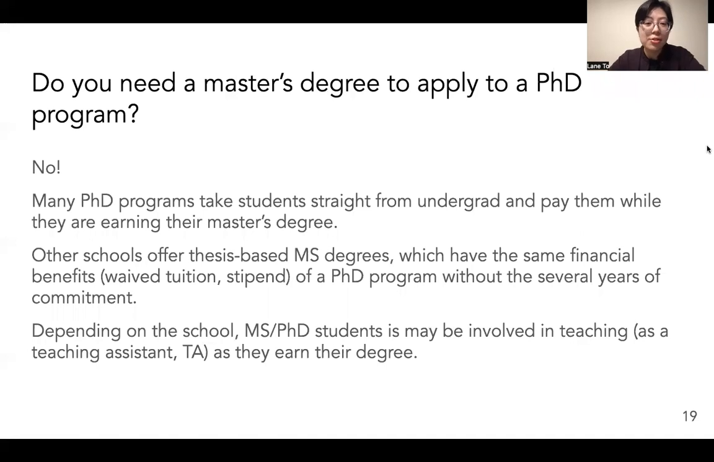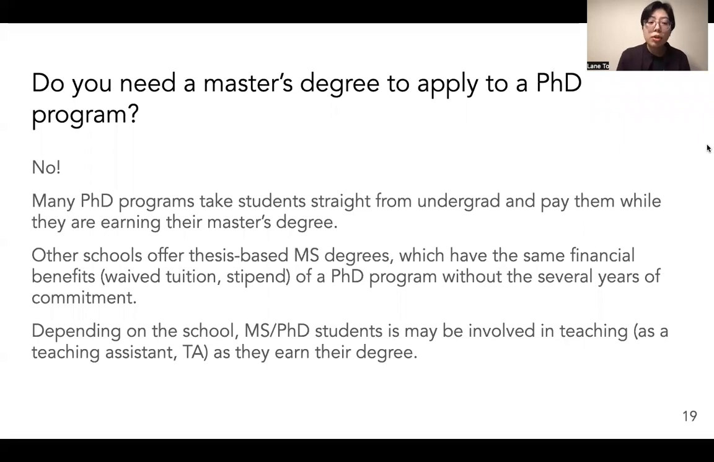Do you need a master's program to apply to a PhD program? No. Many PhD programs are straight from undergrad, so you can apply straight from undergrad, and you'll get paid like a PhD student as you're earning your master's degree. So a lot of times people will enter without a master's and they'll get their master's along the way, wrapped up in that 5 to 6 years that they're doing their PhD program.